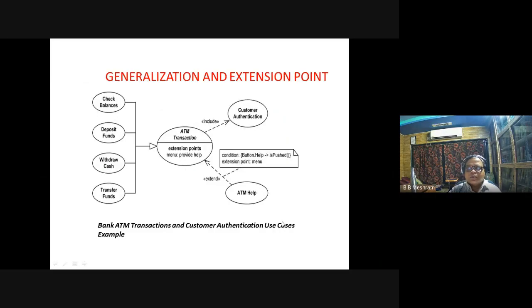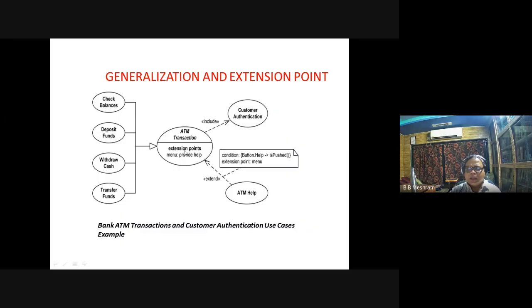Now, what is extension point? Here, ATM transaction is there, and it is generalization of the use cases, check balances, deposit funds, withdraw cash, transfer funds. So this is the notation for the generalization.